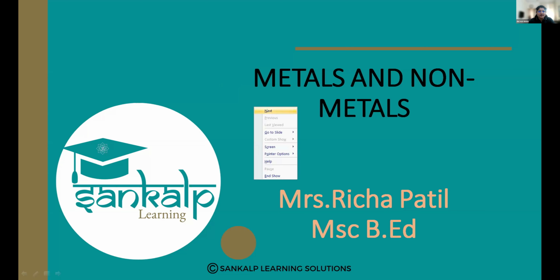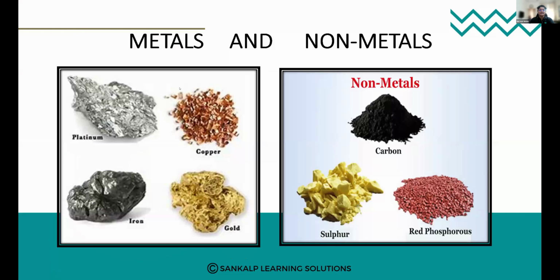So let us start with the topic metals and non-metals. These are some of the metals and non-metals. To your left hand side, these are the metals. Which are the elements which come under metals? Platinum, copper, iron, gold. These are all metals. I have listed a few examples of metals.